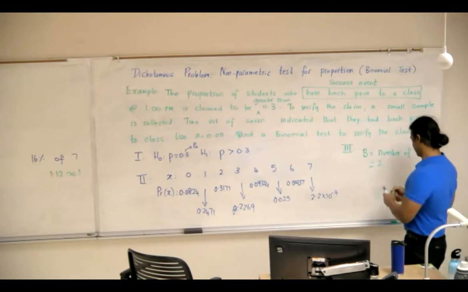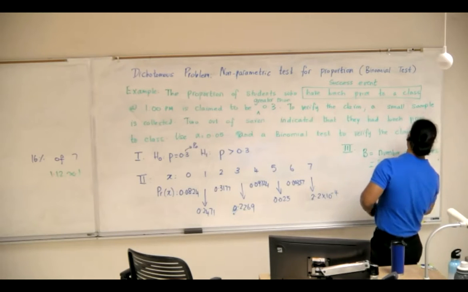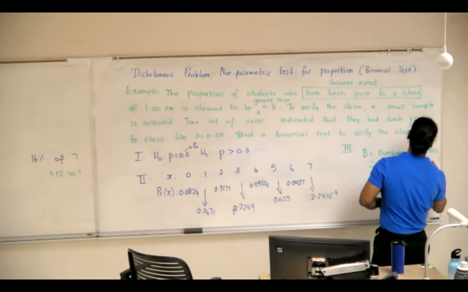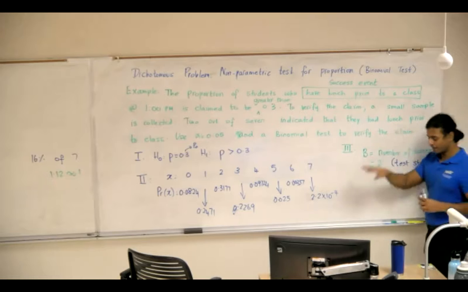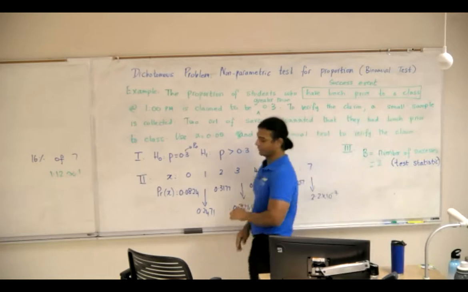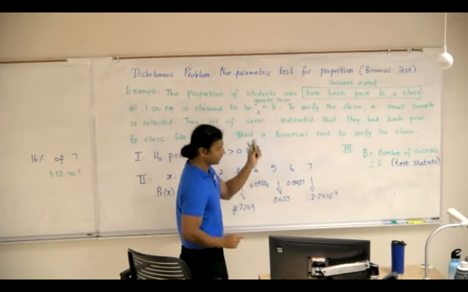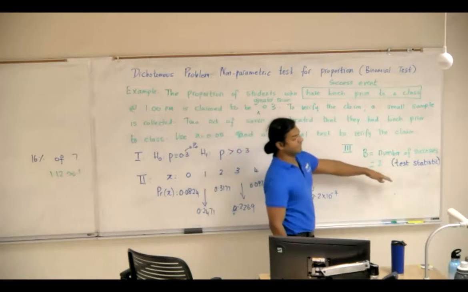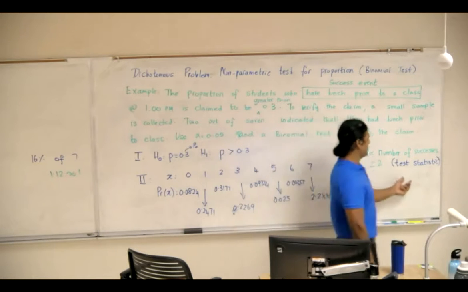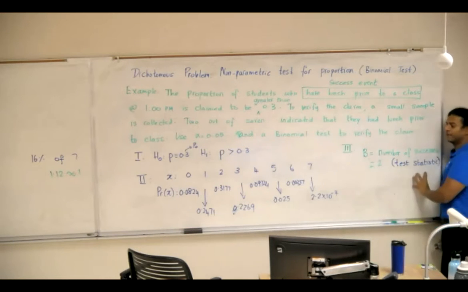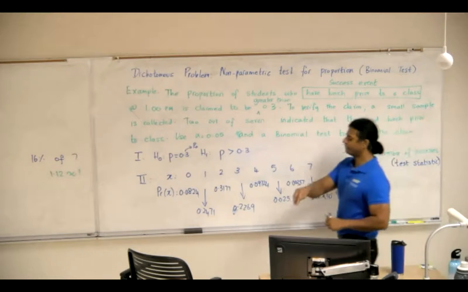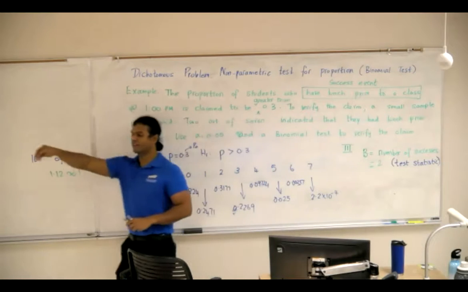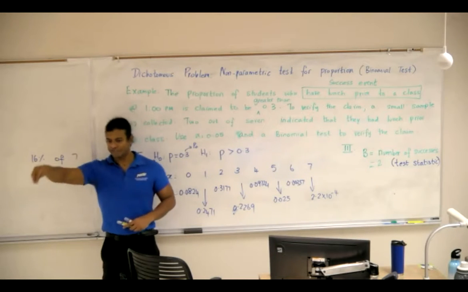This B is the test statistic for a binomial test. When we do a large sample approximation, I will do that also for this, and it'll become a standardized test statistic. For now, this is an exact test, so simply the test statistic. And if the test statistic falls in the rejection region, we reject.